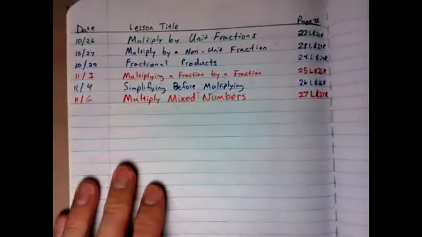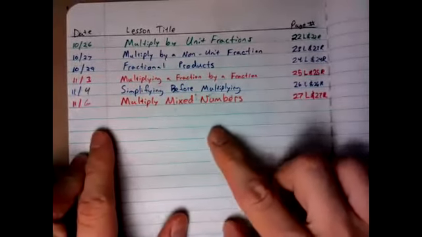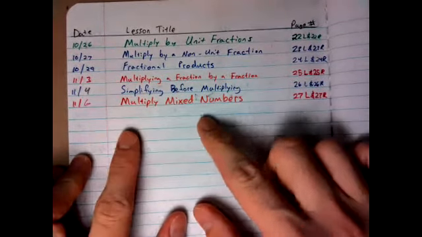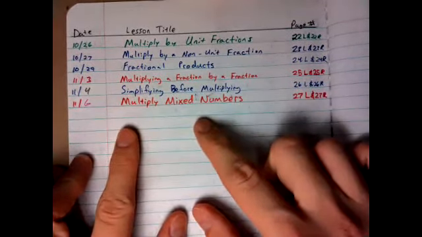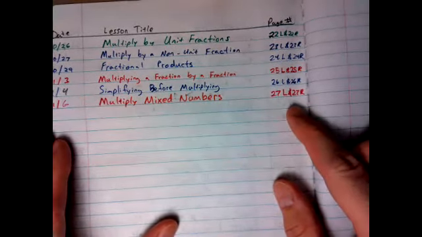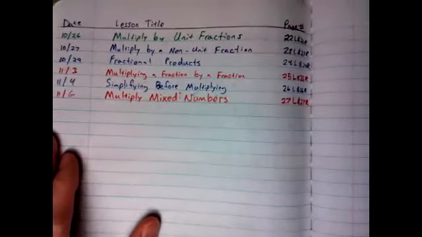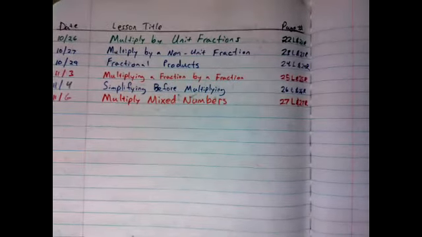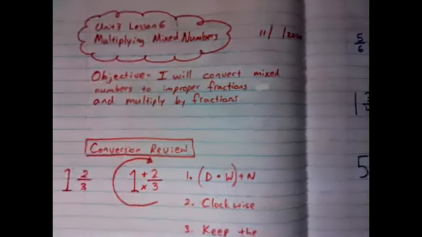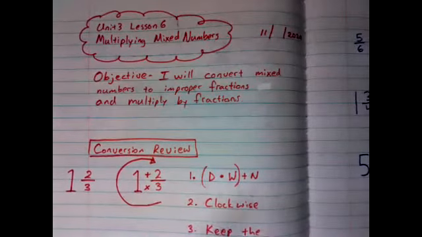So we are Friday, 11/6, multiply mixed numbers. All right, two familiar things we're going to bring together. 27L, 27R. If you need a moment, pause. Otherwise, stick with me. I'm all the way on 27L, 27R, but I do need to put my page numbers down.